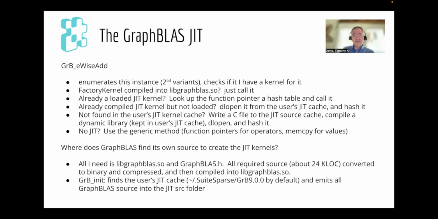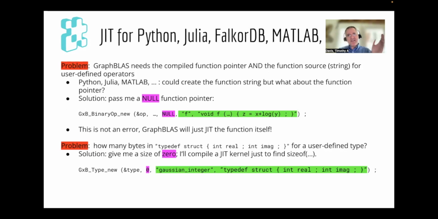And there's the cache folder. It's .SuiteSparse/GrB_9.0, for example, by default. I look at that and say, is my source code there? If it isn't, GrB_init calls a decompression method and decompresses the binary into the source. So there's my source code. Now, this is how the JIT works, but there are other features of the JIT that are also powerful.